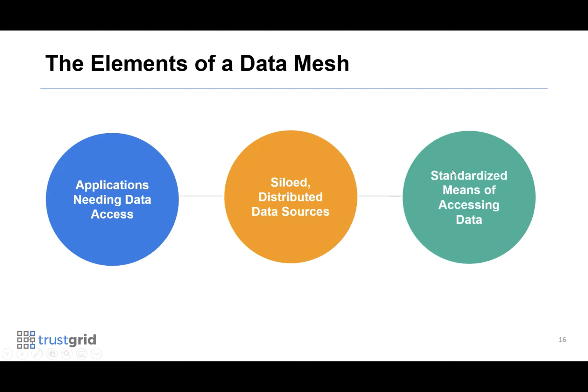And then some sort of standardized means of accessing data. So whether this is a network connection, so it requires very limited change to the application, or it's an API integration that might require a code level change to standardize the exchange of data with the cores.